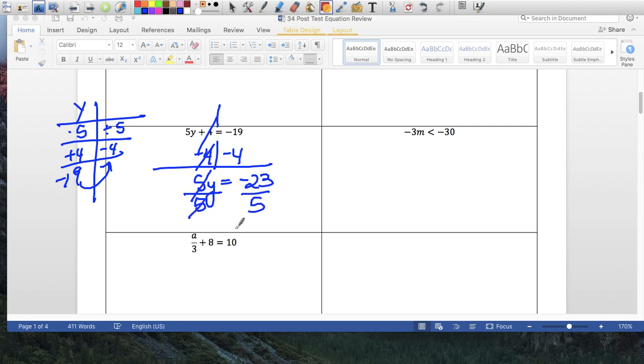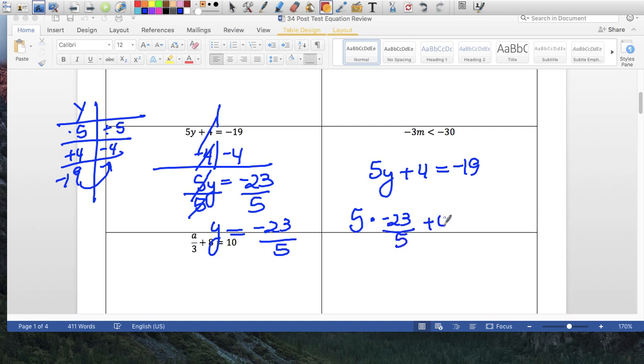The 5 and 5 becomes 1, and then y equals negative 23 over 5, which we're going to leave like this and not change to a mixed number, only because it's easier when we substitute, to what we call check. So the check, 5y plus 4 equals negative 19. We're going to take the y out and replace it with this. So we get 5 times negative 23 over 5 plus 4 equals negative 19.